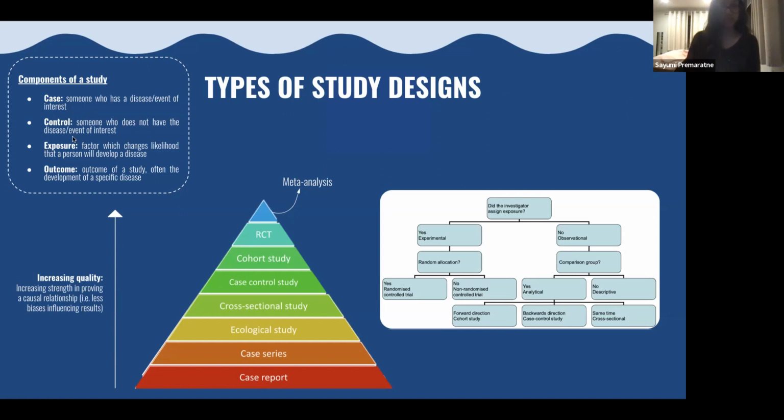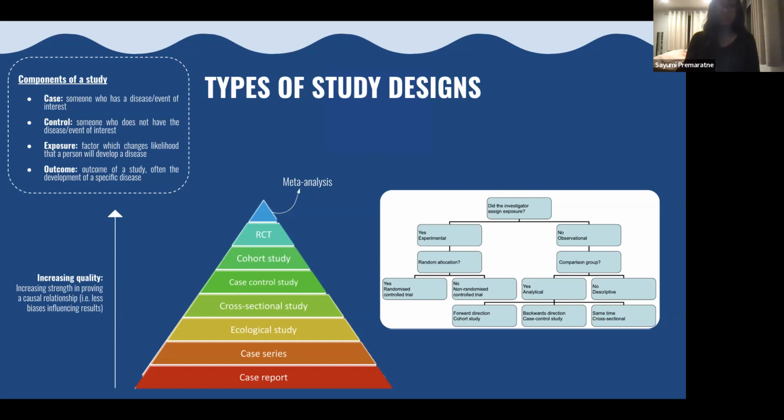On the top left, I've got some keywords that you should be familiar with when we talk about study designs, and be able to identify in a study what each of these would be. A case is the person who has a disease or an event of interest, and a control is the opposite, someone who doesn't have that. And then we have the exposure and the outcome. The exposure is a factor that would change our likelihood of an outcome occurring. An outcome, in a lot of your medical research, is development of a specific disease.